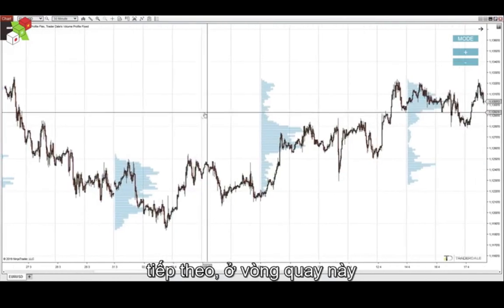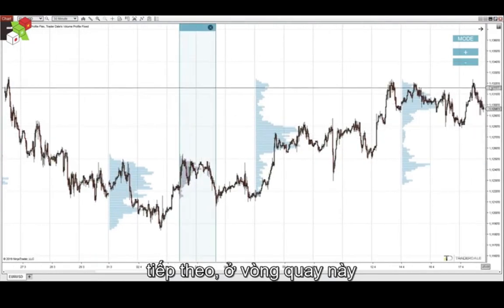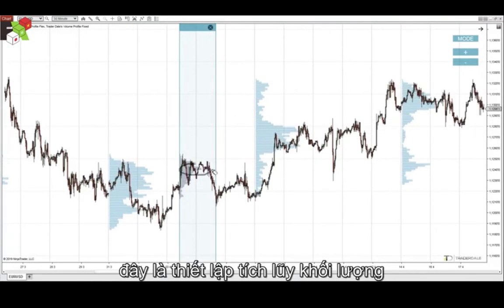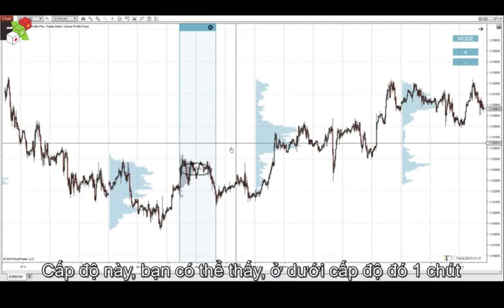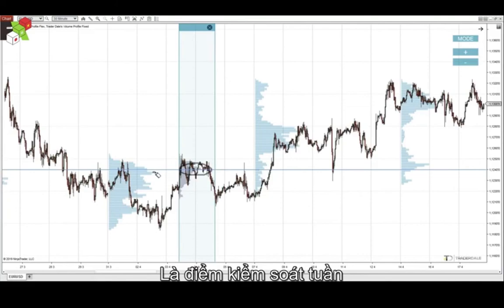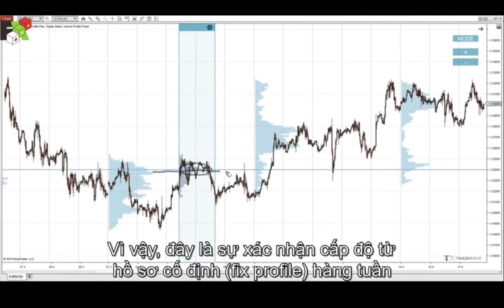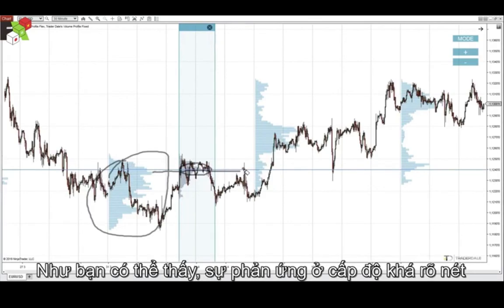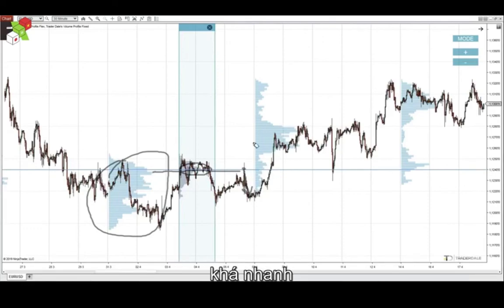So what's next is this rotation in here, and this is the volume accumulation setup. The level it marks is this one. As you can see, a little below it is the point of control of the week. So this is the confirmation of the level from the fixed weekly profile. As you can see, the reaction to the level was pretty sharp one, pretty quick one.